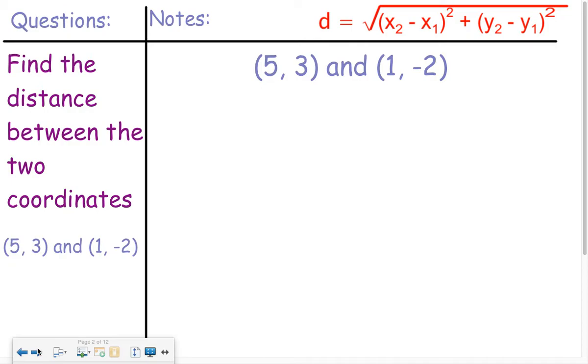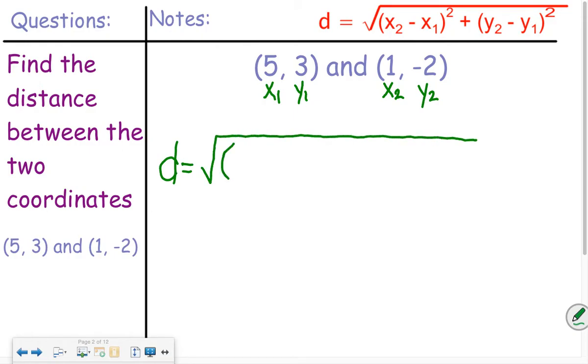All right, find the distance between the 2 coordinates, (5, 3) and (1, -2). So the first thing we're going to do on every problem is label the ordered pairs. So it always goes x1, y1, and then x2, y2. And then we're just going to plug stuff into that big, long, red formula on top.